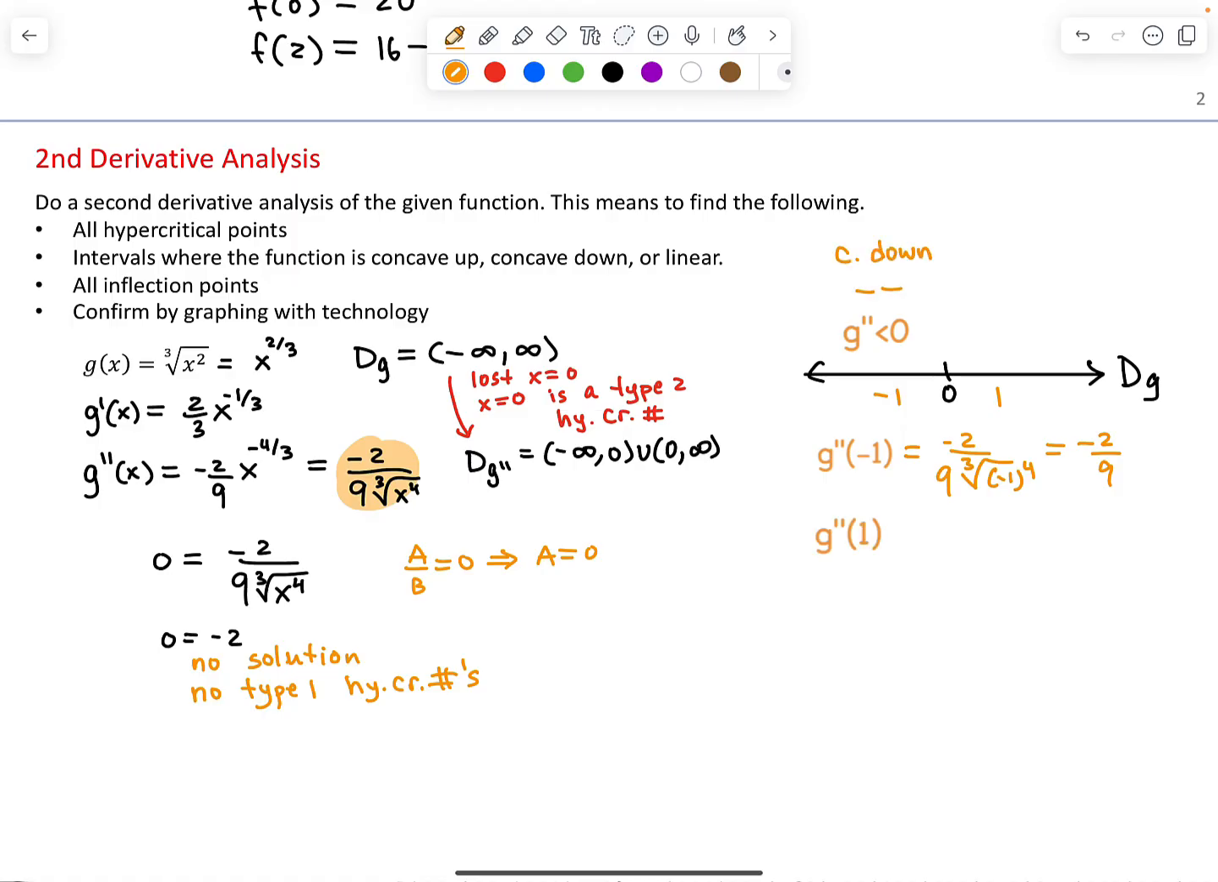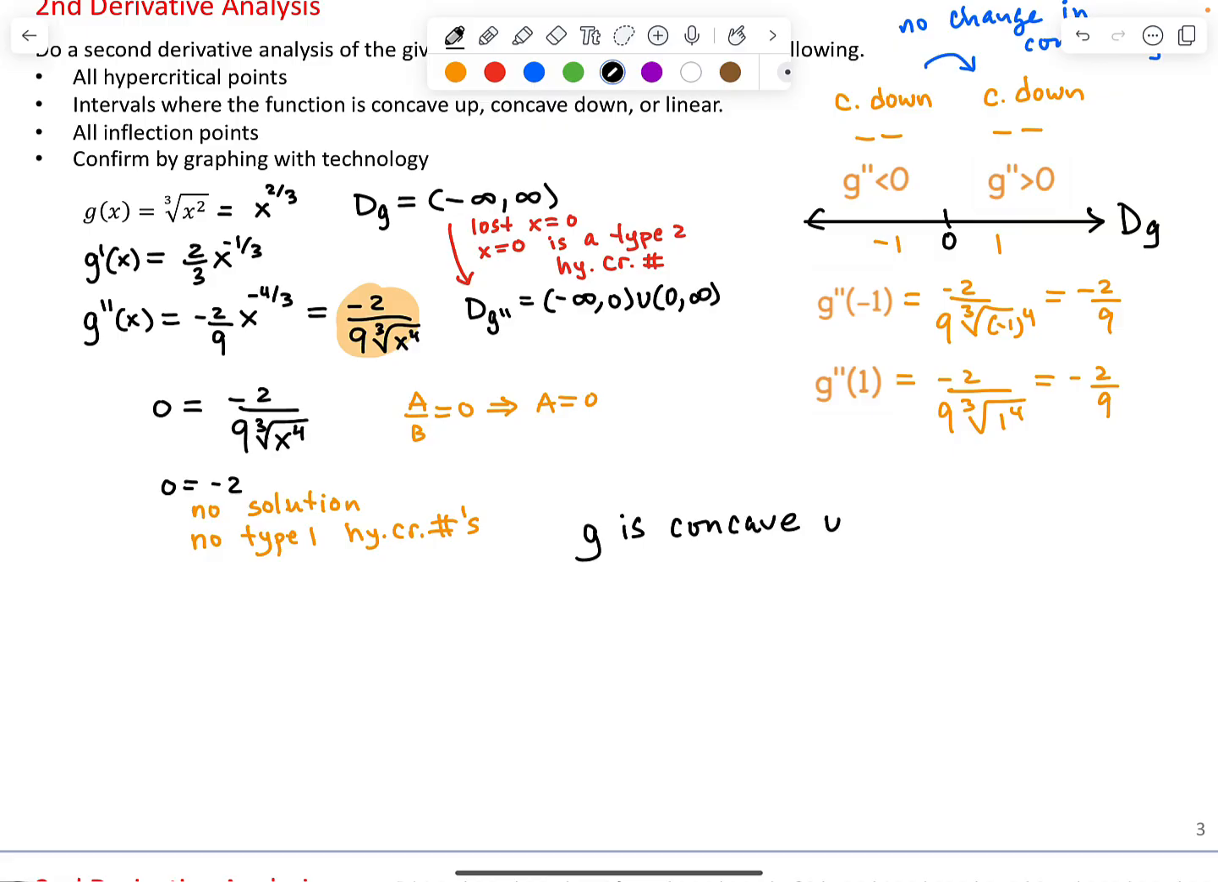Now let's plug +1 into the second derivative. We get -2 over 9 times the cube root of (+1) to the 4th. This will also give me -2/9 in the end. So the second derivative is negative on this interval as well. Two minus signs, concave down. Notice no change in concavity, so we will not have an inflection point in this case. To summarize, g is concave up never. G is concave down for x in the interval from negative infinity to 0, union 0 to infinity.